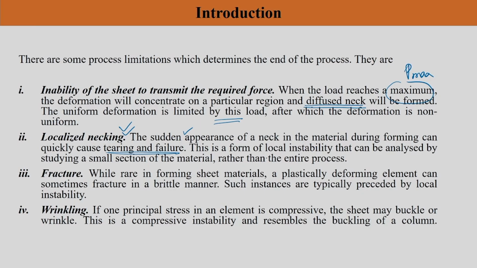Local instability means outside this region you may not be able to find any such information, but locally it will create some sort of instability in a small section of gauge length or material. And if you want to analyze more on this aspect, you can concentrate only on that location and not necessarily the other locations in the material. For example, tensile test. And after this localized necking, you will see that the material is going to fracture fully.